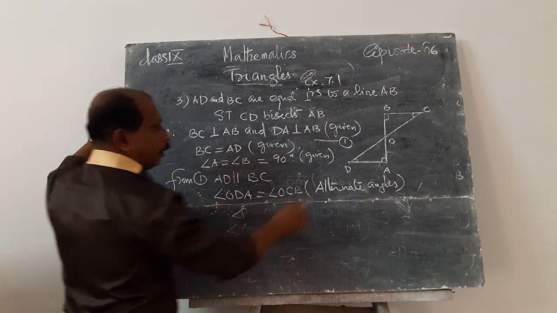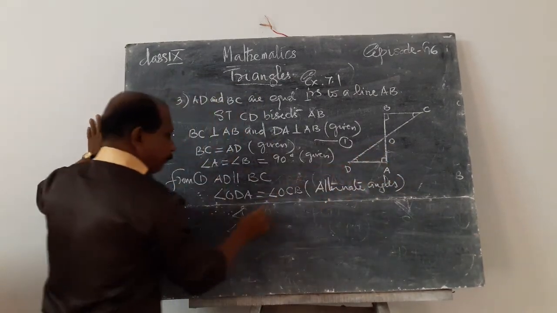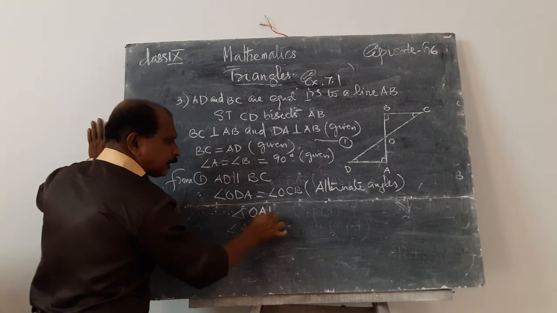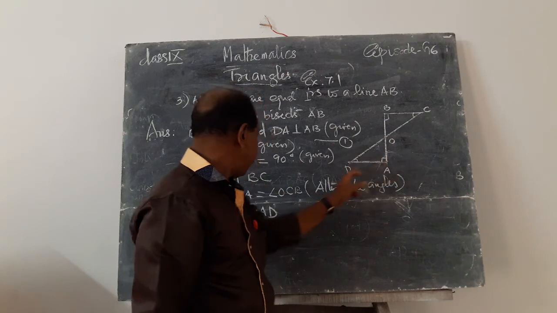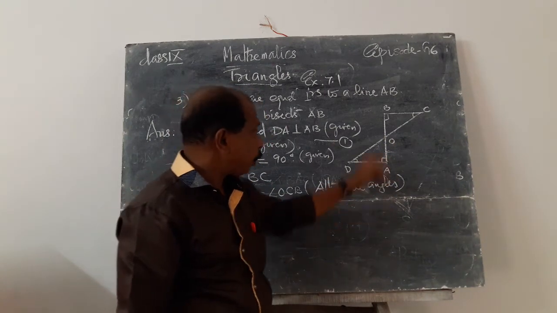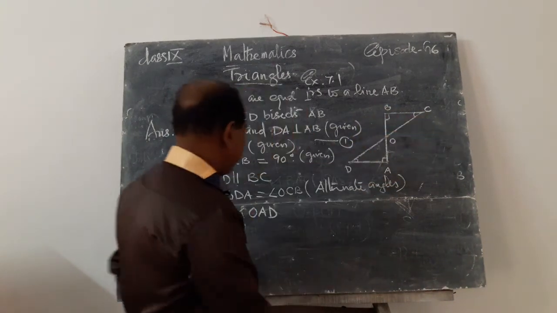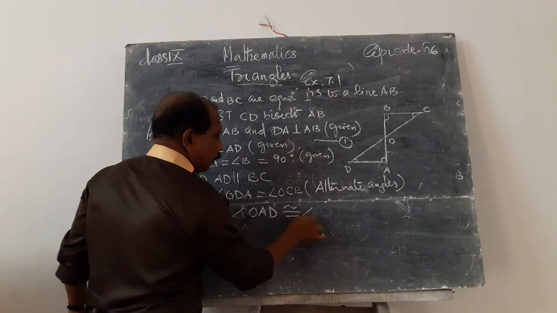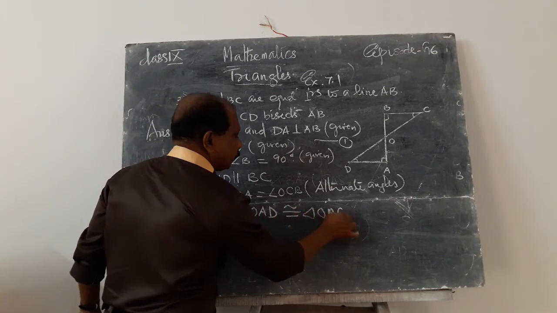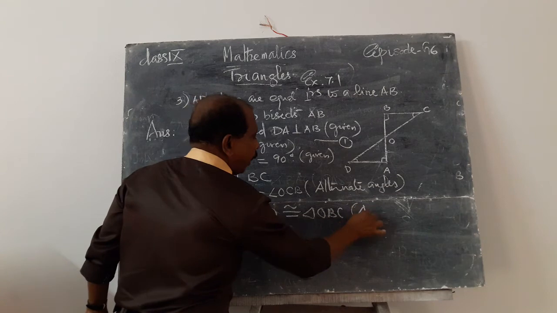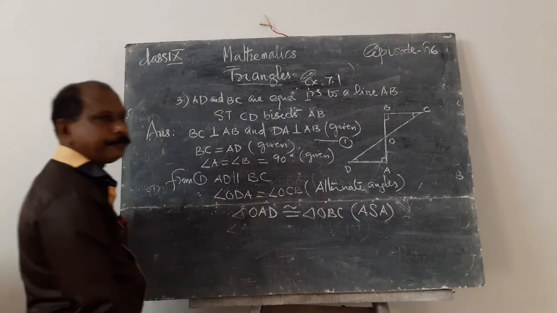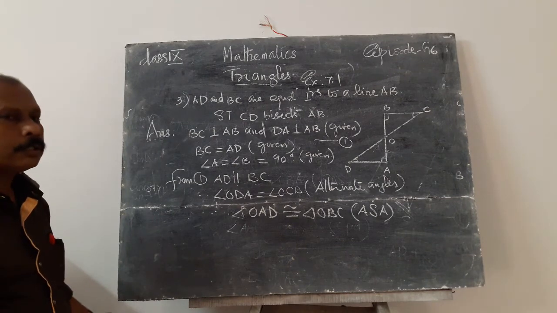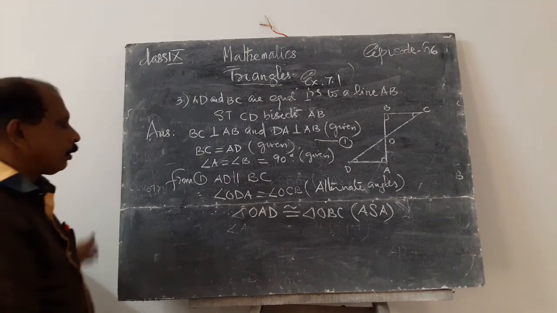Therefore, triangle OAD is corresponding. That means A is a right angle. Therefore, triangle OAD is congruent to triangle OBC. What's the reason? Angle side angle criteria. Therefore, the corresponding sides are equal.